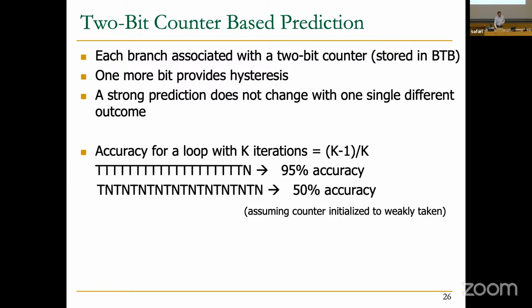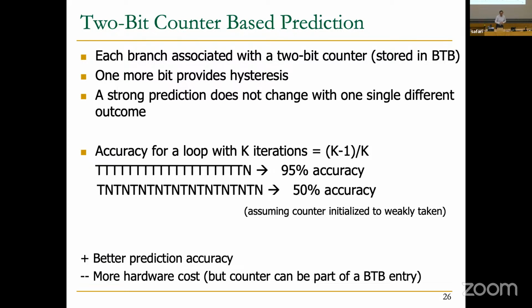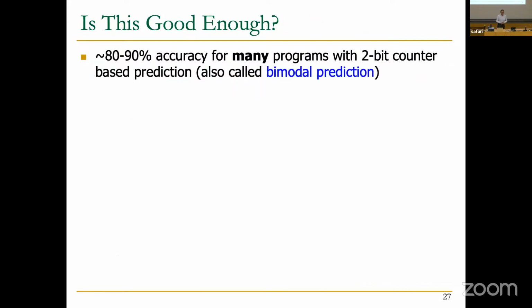Okay, we're going to use other techniques to fix that 50%. So essentially, you get better prediction accuracy with 2-bit counter-based prediction, but more hardware cost. And that's going to be our story for the rest of the lecture also. So the question is, is this good enough?